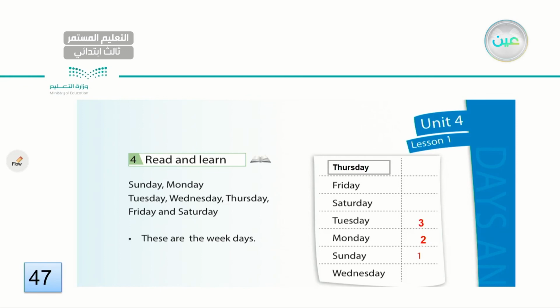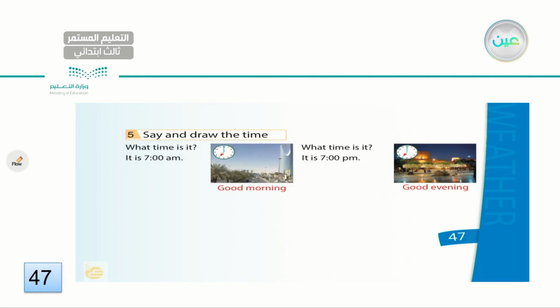Tuesday is the third day. Very good. Next, I have Wednesday. That's the 4th day. Very good. Next, I have Thursday. That's the 5th day. Very good. Next, I have Friday. Next, I have Saturday. Very good, my dear student. This is the lower part.